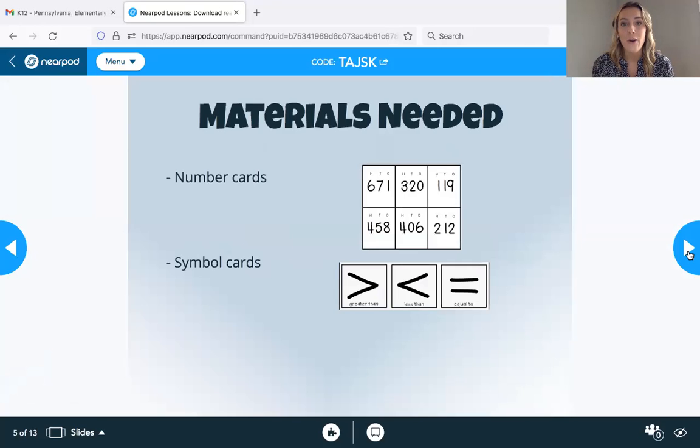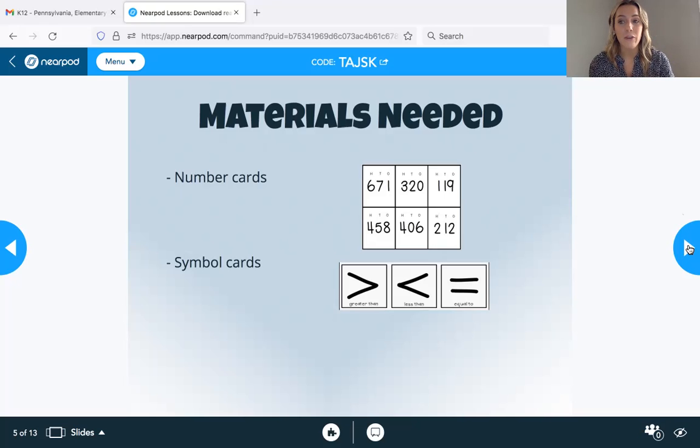The materials that you are going to need, and I'll give you a few minutes to get those, are your number cards and your symbol cards. So go ahead and get those out. I would give them 2 minutes, 3 minutes, and they would hold it up in the screen when they have it.